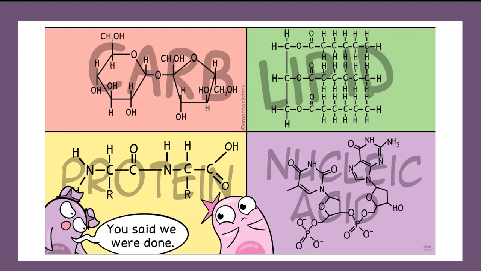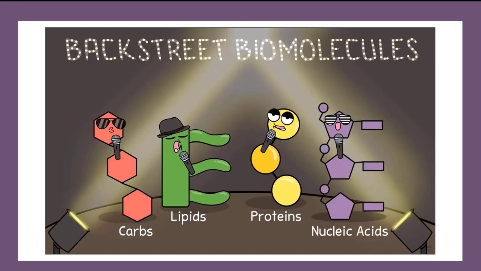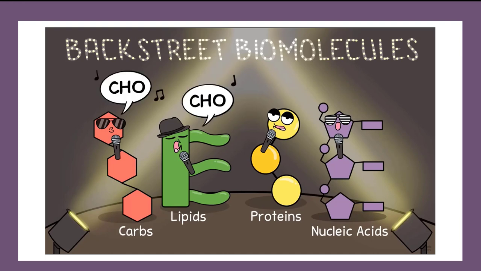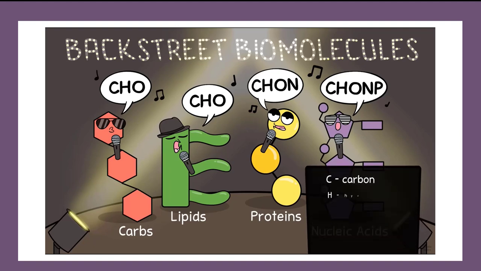So if I arrange them in the order we did, carbs, lipids, proteins, and nucleic acids, how might we remember the major and most common elements in them? There's a popular mnemonic known as CHO, CHO, CHOM, CHOMP, although it's CHOMP with an N, to help me remember the C for carbon, H for hydrogen, O for oxygen, N for nitrogen, and P for phosphorus.